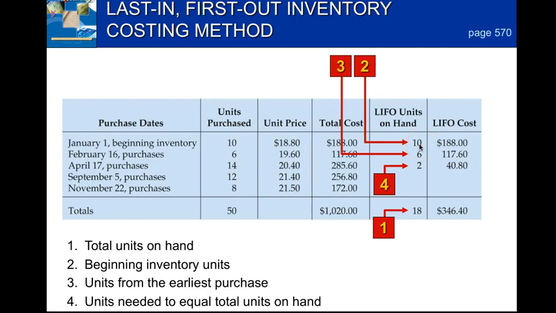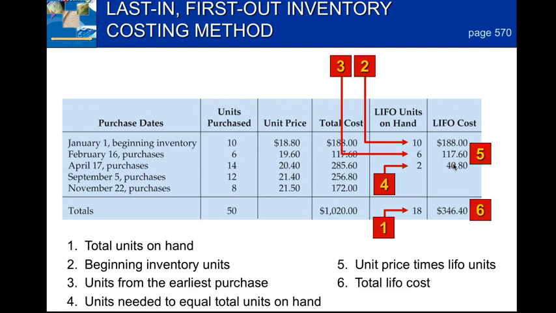So we're going to multiply our 10 times 18.80 is 188. 6 times 19.60, the unit price, is 117.60. And then 2 times 20.40 is our 40.80. Okay, so that's what we've just done. We multiplied those out. Then we do the total LIFO cost. So in the LIFO method, the latest purchases are assumed to be sold first because they're the first out. Therefore, ending inventory consists of the units purchased the earliest, and the earliest purchase invoice costs are used to value that ending inventory.